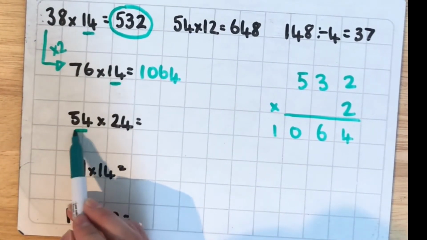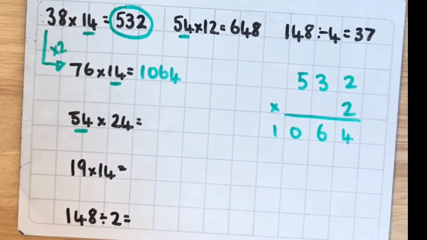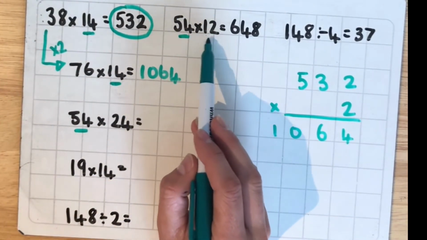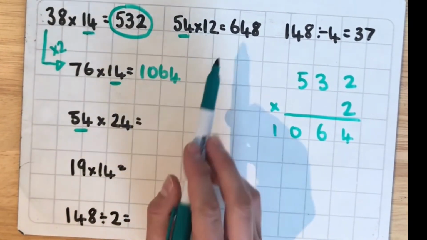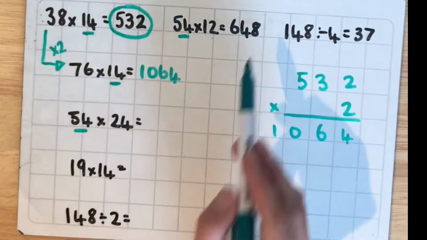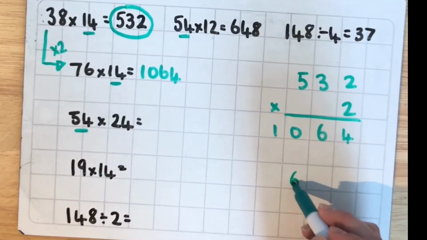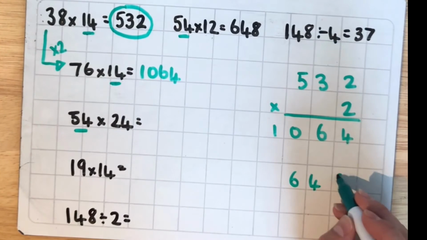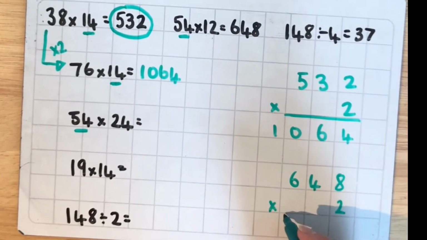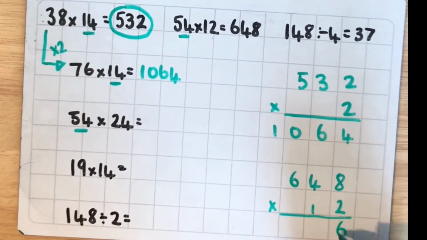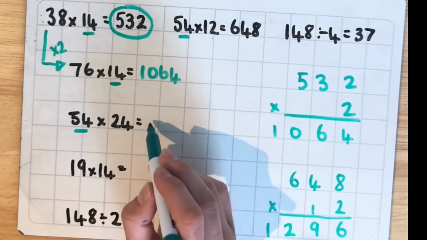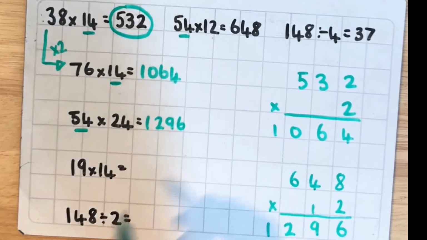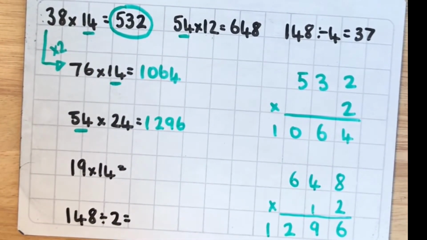We're going to do the same steps for question 2. We're looking for similarities. So we've got 54 and 54. This one you're timesing by 12. Here you're timesing 54 by 24. So you've doubled the 12 to make 24, so you're going to double the answer. So 648 times 2. 8 2s are 16, 4 2s are 8 plus 1 is 9, and 6 2s are 12. So you've got 1296.